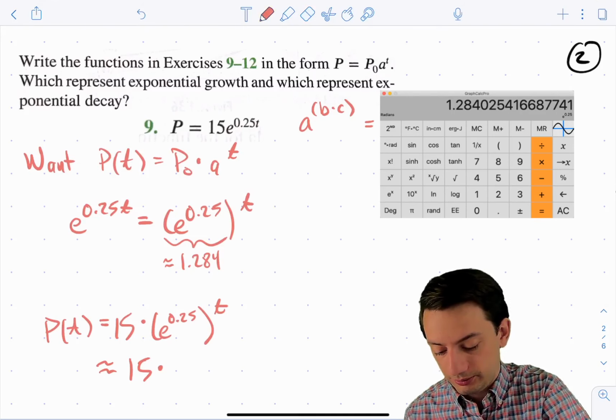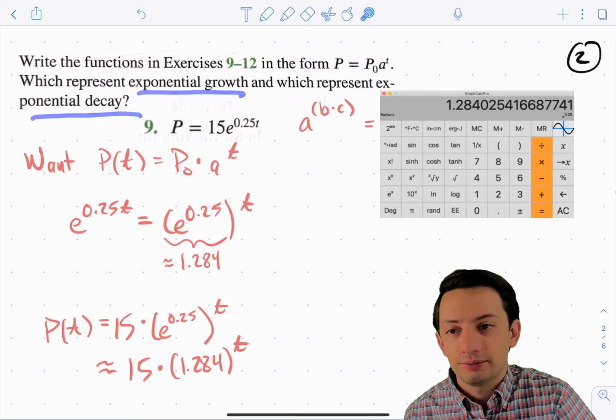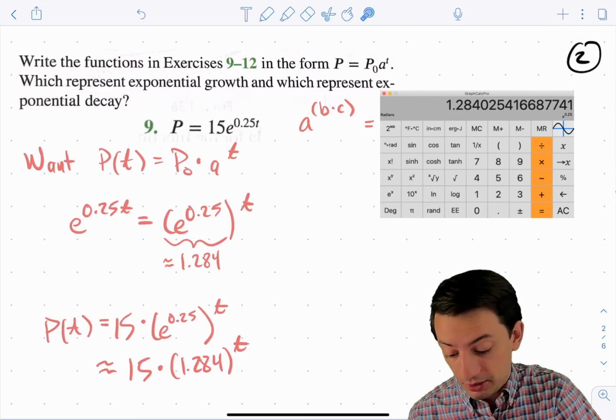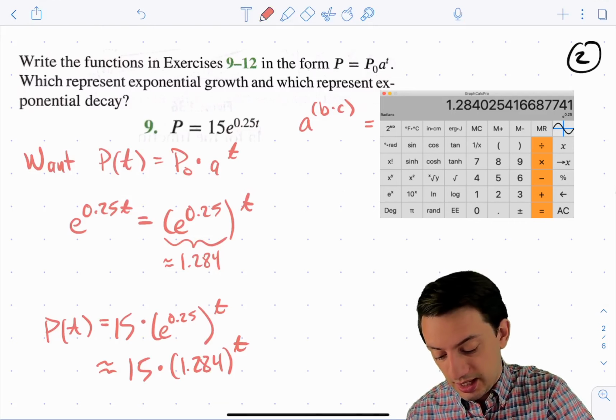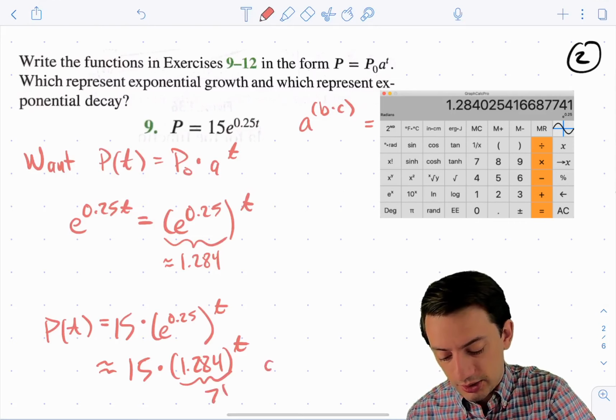And now that we have that form, it's easy to answer the second part. Is it growth or decay? Well, that is governed by whether our exponential factor is bigger than 1 or less than 1. In this case, it's greater than 1, and so this is exponential growth.